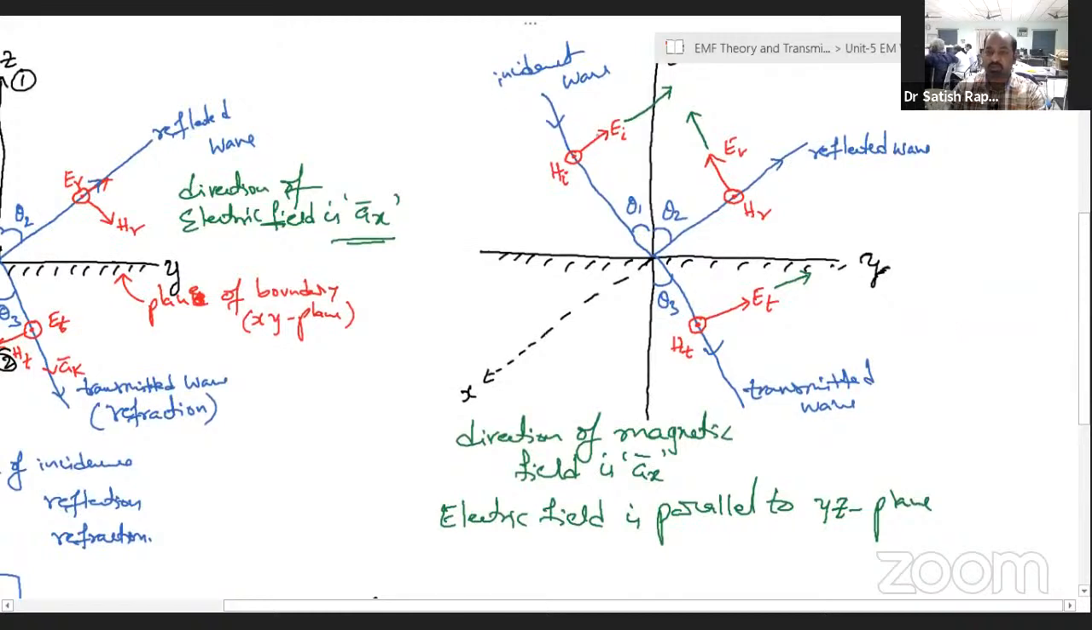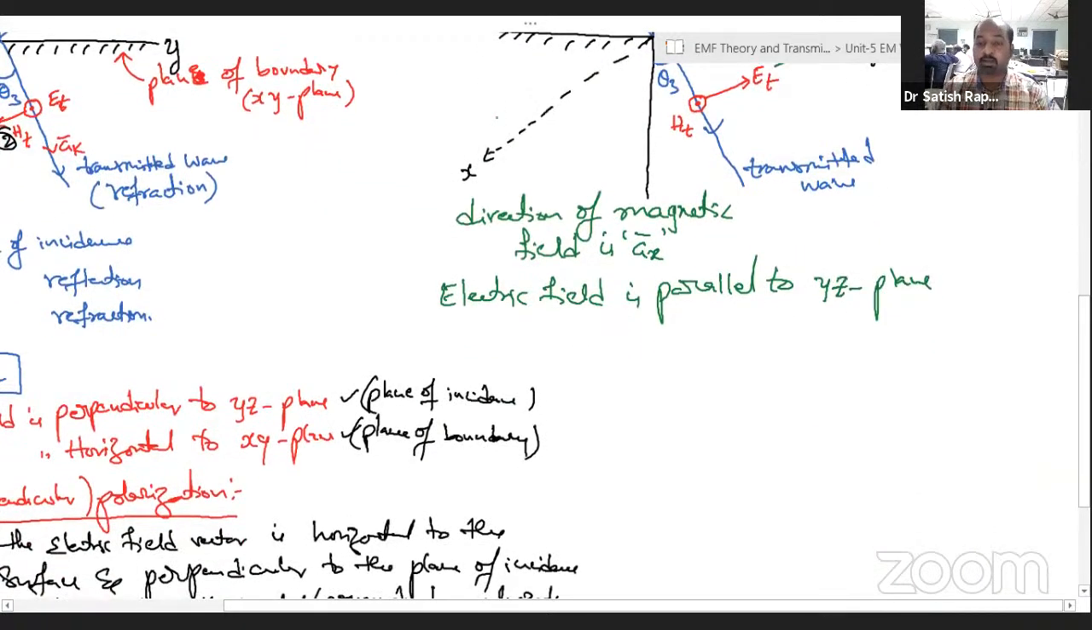So this is parallel, right? Electric field is parallel. So even in this direction, or if the electric field is in this direction, or the electric field is in this direction, all these are parallel to what? Parallel to the YZ plane. YZ plane is nothing but your screen, right? Mobile screen. So all these are parallel to YZ plane, right?